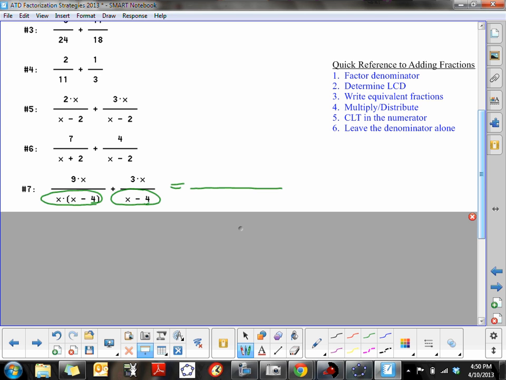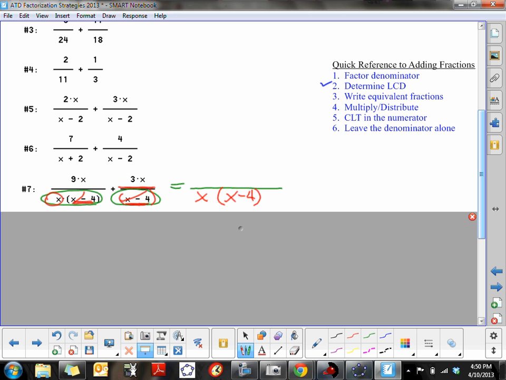The things that I see that they have in common, and again, remember, fraction bar automatically puts a grouping symbol. So they have an x minus 4 factor that's the same in both. So that's common, so I only have to write it once. But what this one is missing is a factor of x. So my least common denominator is x times x minus 4. So I've determined the common denominator.